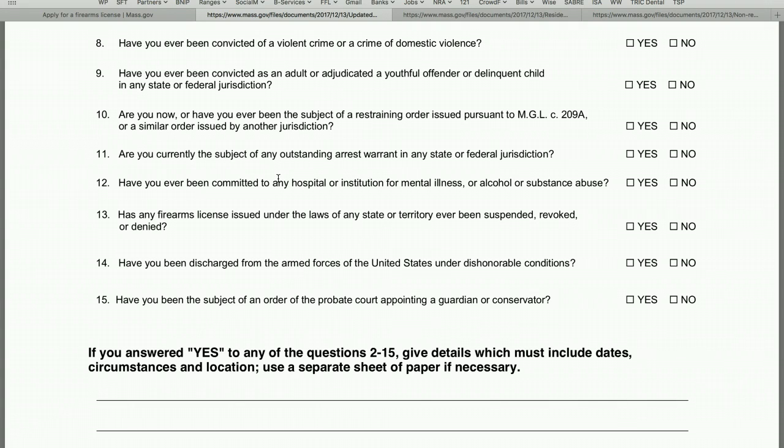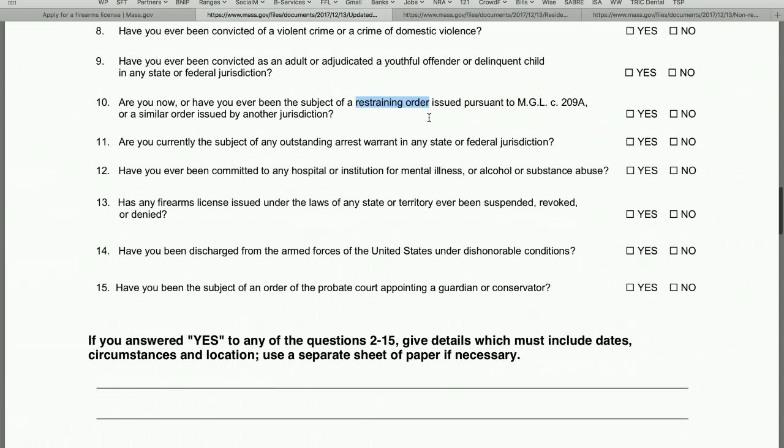All right, question 10. Have you ever been subject to a restraining order? Okay, so a restraining order is not a lifetime ban. If you have an active restraining order, it's going to prevent you from having your firearms, okay? So if you've got crazy ex-boyfriends, ex-girlfriends, or anybody you're talking to, stay away from them, okay?